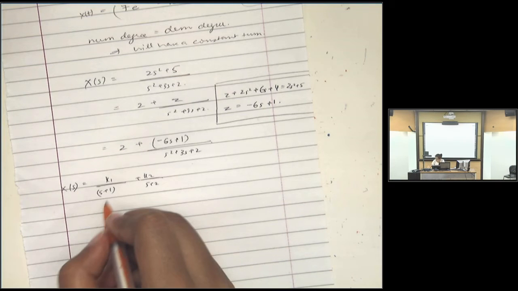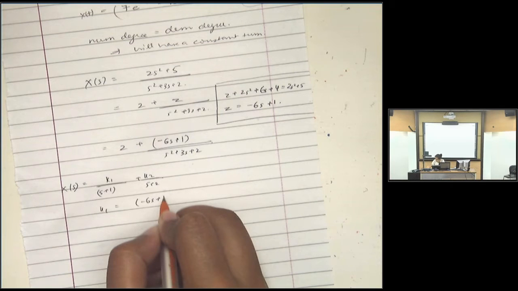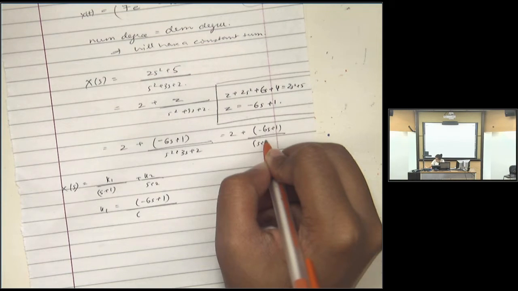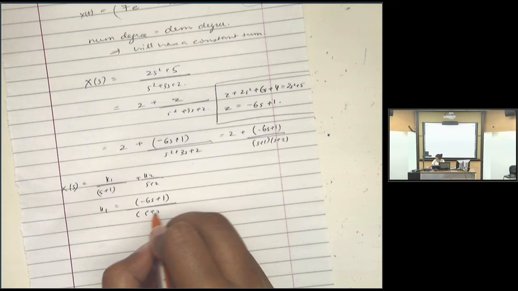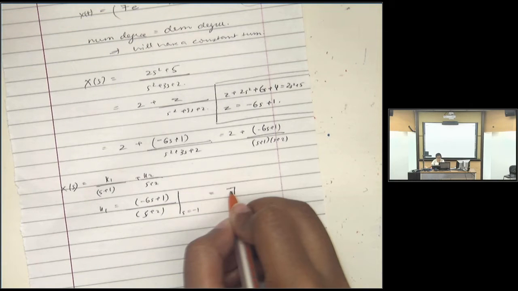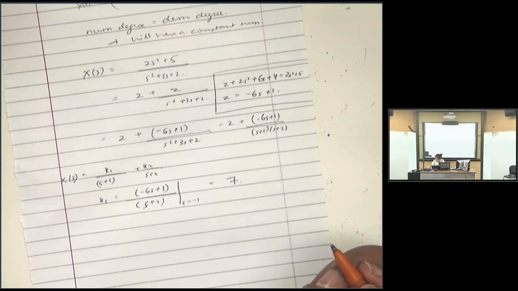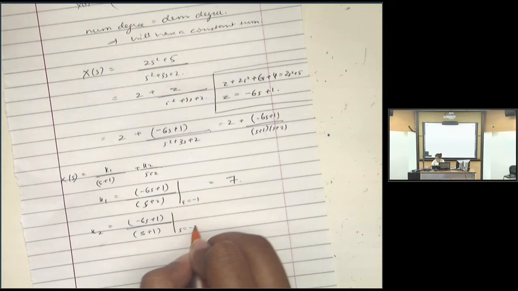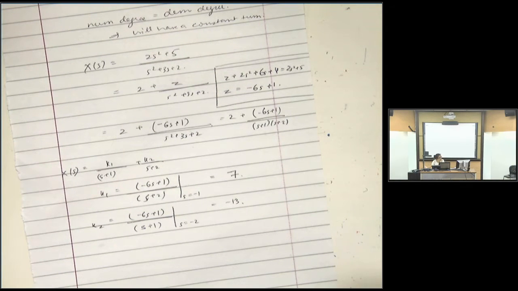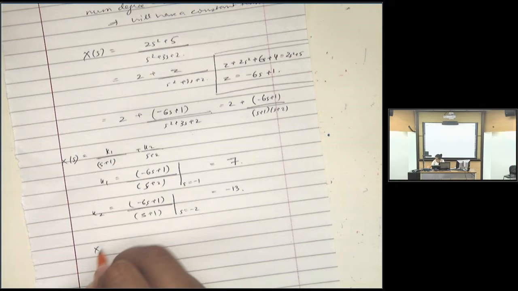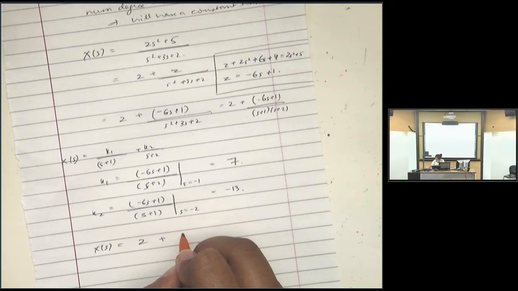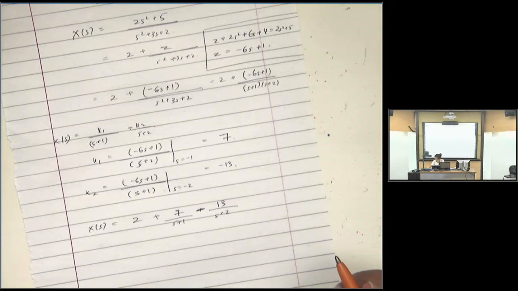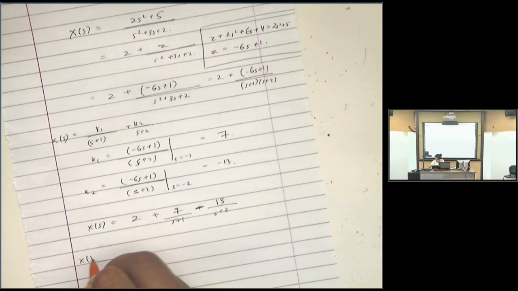Now k1 will be (minus 6s + 1) over (s + 2) at s equals minus 1. Now this becomes 7, correct? k2 will be (minus 6s + 1) over (s + 1), at s equals minus 2. This will be minus 13, correct? Now my X(s) is finally 2 plus 7 over s + 1 minus 13 over s + 2. Now the inverse Laplace transform of 2 is 2 delta(t), since the Laplace transform of delta(t) is 1.